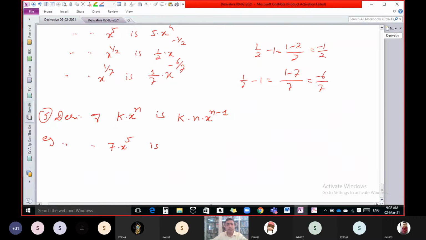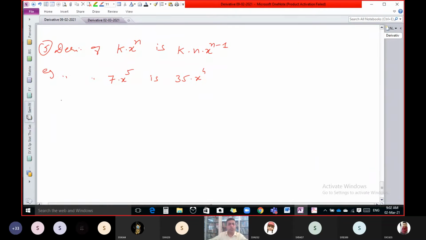So what is the answer for that? Just simply multiply this 5 with 7. 7 5s are 35 into x raised to 5 minus 1, that means 4. Now tell me what is the answer for this question. Derivative of 8 into x raised to 4. What is the answer? 32 into x raised to 3. Correct. 32 into x raised to 3.